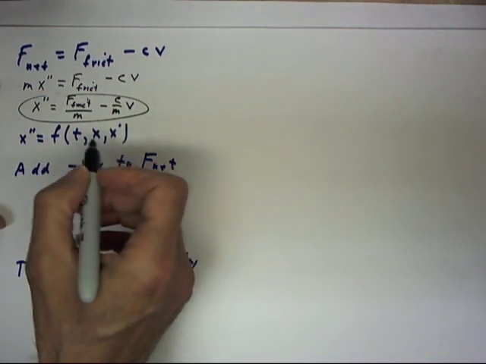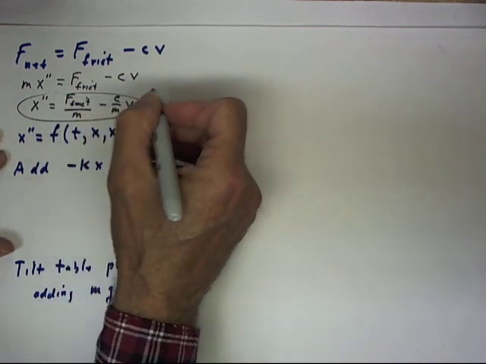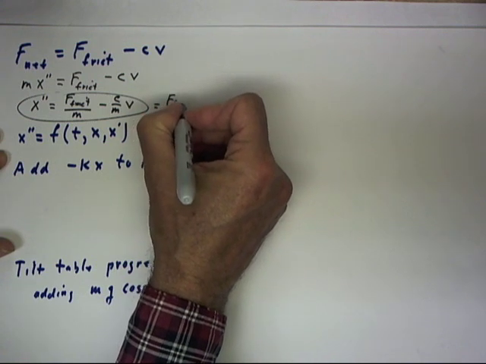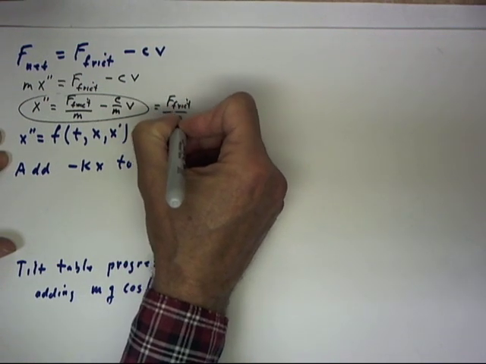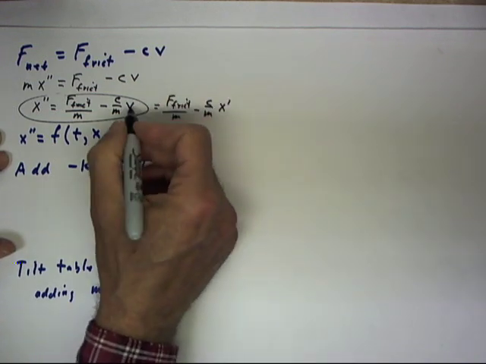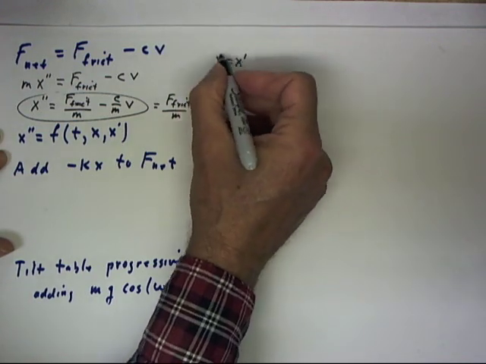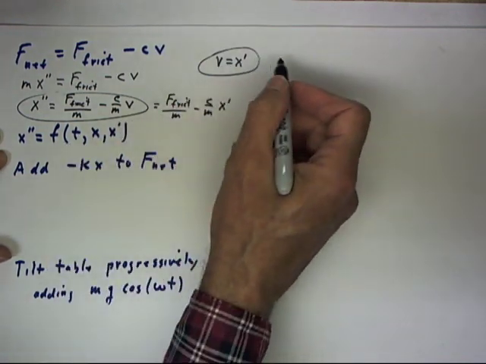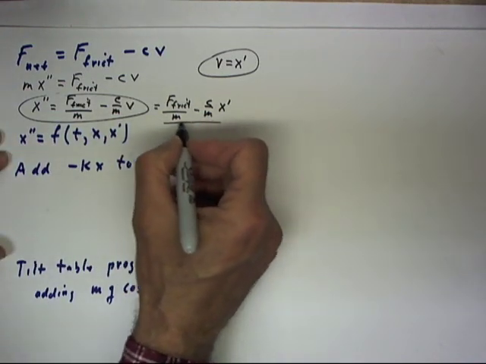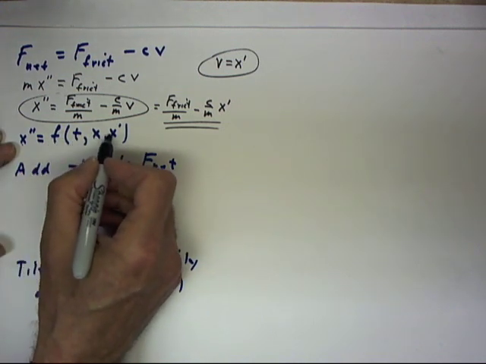This equation can then be written as, well, this right hand side can be written as F friction over m minus c over m times x prime, since velocity is the derivative with respect to time of our position function. That puts this equation into the form x double prime equals f of t, x, x prime.